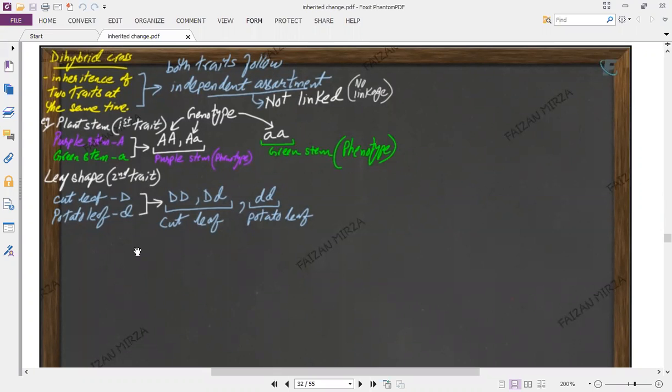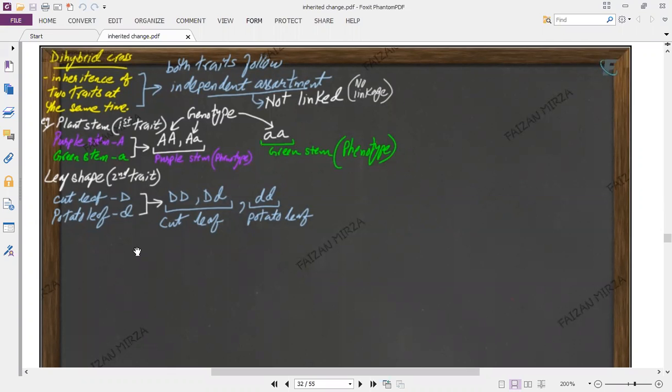Dihybrid cross means we discuss inheritance of two traits at the same time, and for now, we'll just imagine that the two traits we are discussing are following independent assortment. They are not linked, and there is no linkage. The two traits that we are discussing today are plant stem color and leaf shape.